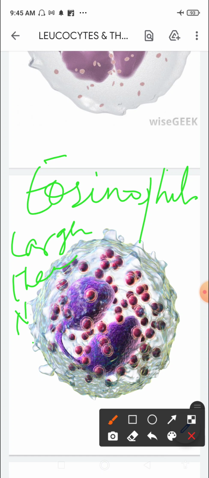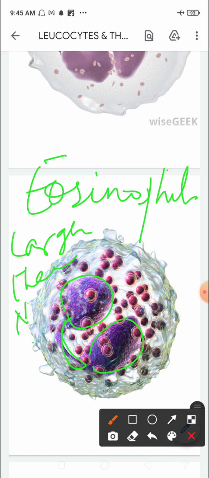So phagocytize means they capture, and they have a bilobed nucleus. You can see the structure of the nucleus here is different. It is two-lobed, bilobed, and you can see they are connected by a thin, fine strand, right. So bilobed nucleus. Eosinophils, the number of eosinophils is increased in allergic conditions, such as asthma, hay fever.